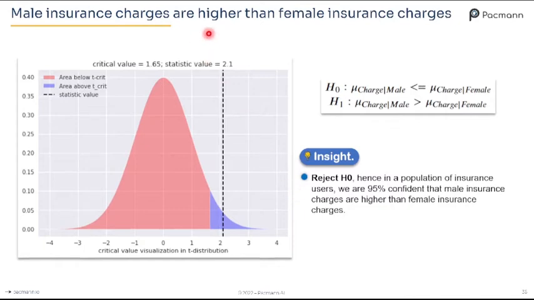The last hypothesis to be tested is that male insurance charges are higher than female insurance charges. The result is that with a confidence level of 95%, in a population of insurance users, male insurance charges are higher than female insurance charges.